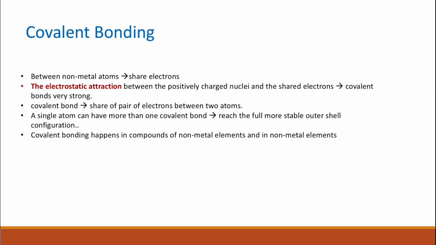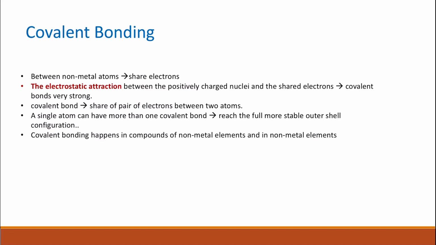Covalent bonding is when non-metal atoms bond together, they share electrons to make covalent bonds. So covalent bonds come from sharing of electrons, not from transfer of electrons and formation of ions. The electrostatic interaction between the two positively charged nuclei of the two atoms that form the bond and the shared electrons is what makes the covalent bond strong. So the strength of the covalent bond comes from that electrostatic interaction, and that's what keeps the bond intact.